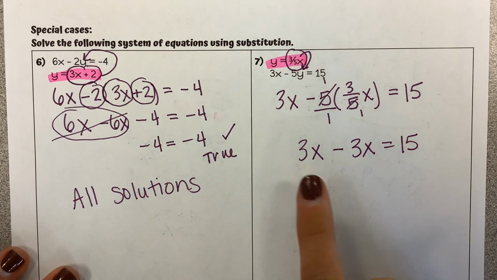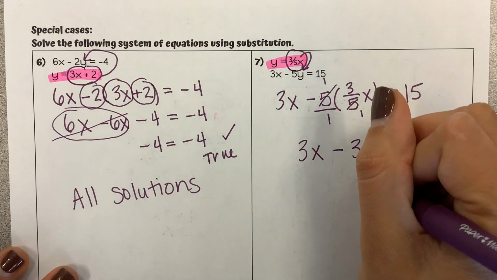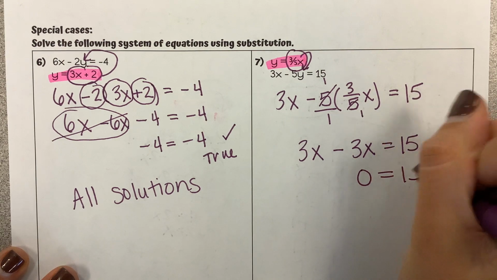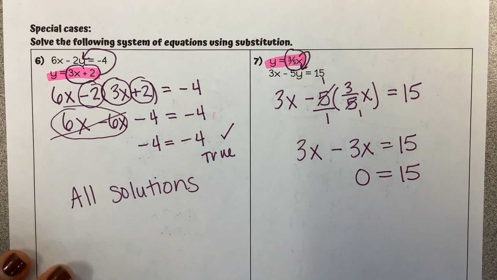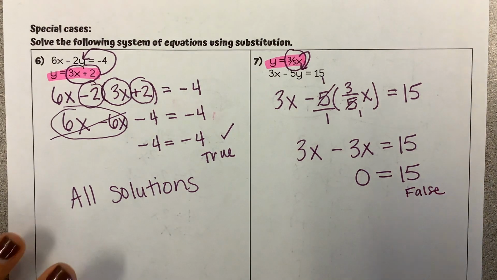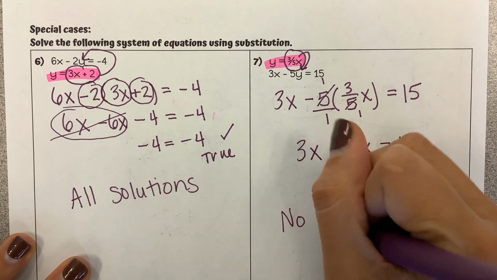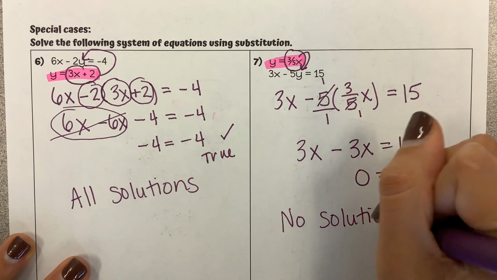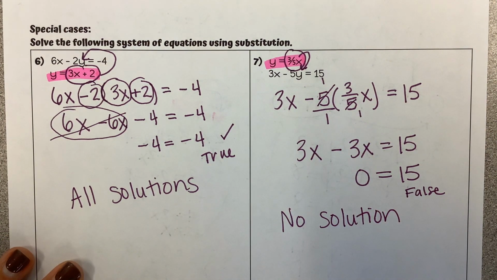When I subtract here, 3x minus 3x, that is just 0. They cancel each other out. So does this make sense? Does 0 equal 15? No, this is false. So what that means is it's no solution. It does not work. There's no intersection point of those two lines. And that's it.